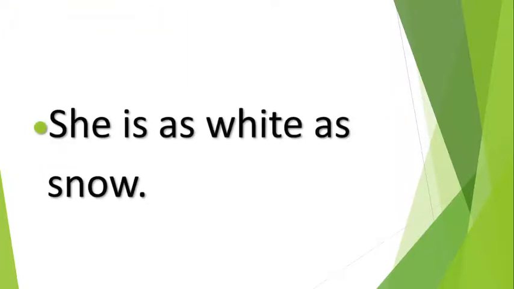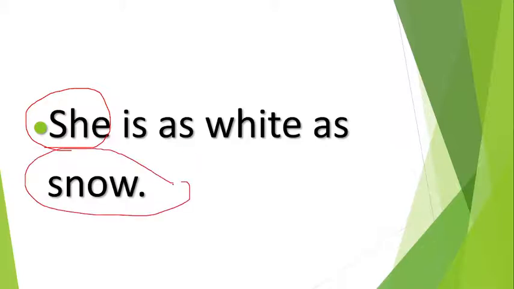Let us have the next example. She is as white as snow. The subject is being compared to snow. The keyword is as. We know that snow is white. We all know how white the snow is. Because of it, we are able to imagine how white the girl, or the subject, is.